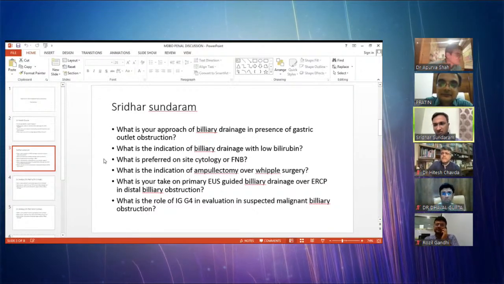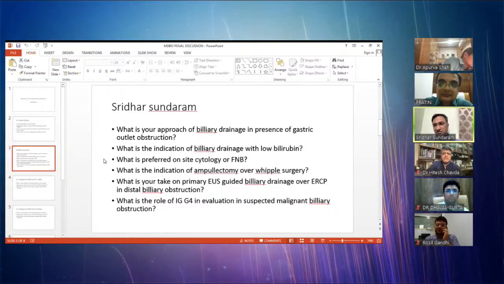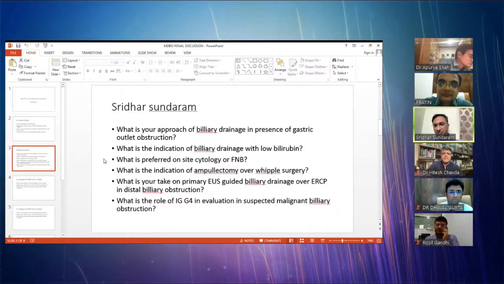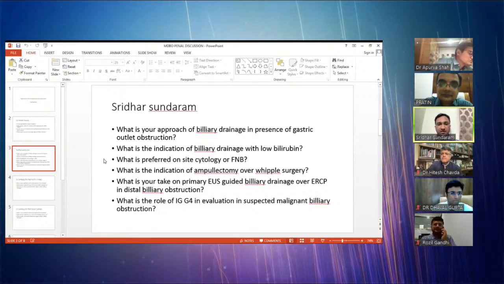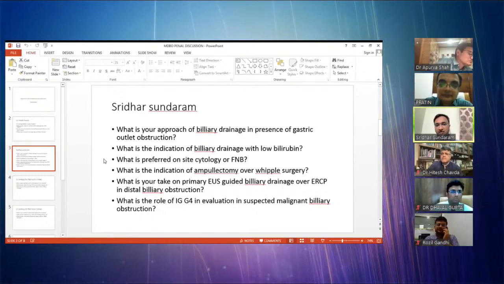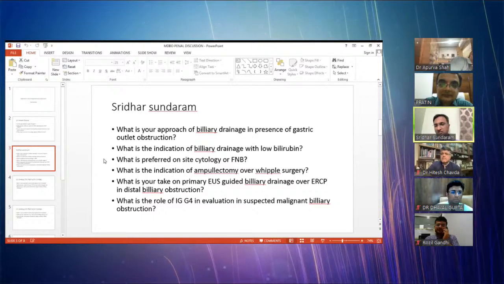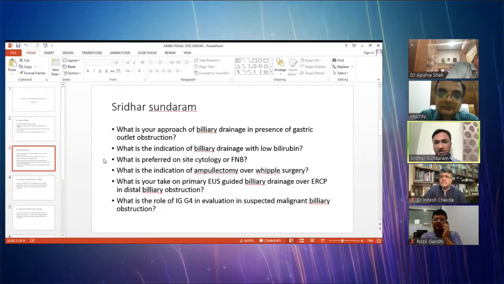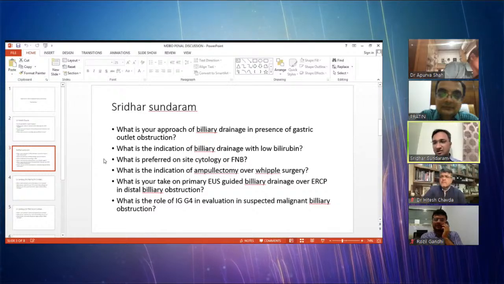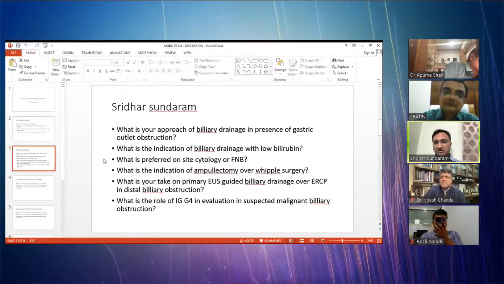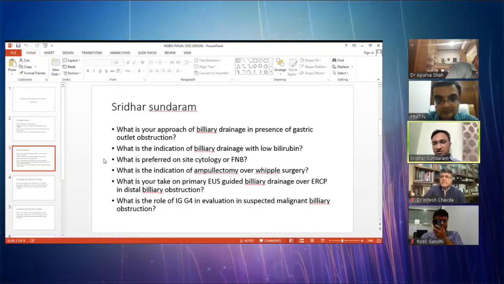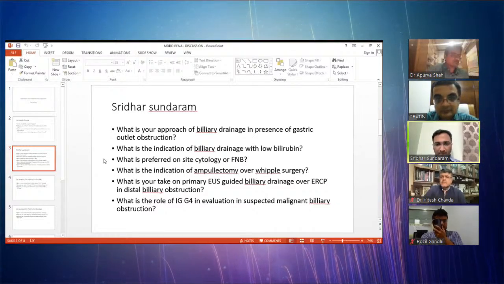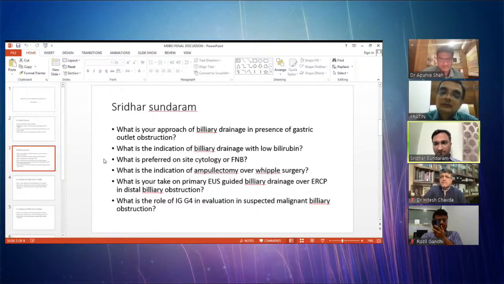What is the indication of biliary drainage, especially when bilirubin is low? I think Chawda sir already spoke about the different indications for preoperative biliary drainage. So those indications apply here. Even if the bilirubin is low, if the patient is planned for neoadjuvant therapy, or the surgery is going to be delayed by more than 4 weeks, you'll do that. And in situations where you're palliating, the disease is advanced, you might go ahead for biliary drainage. But otherwise, no real indication if the disease is operable and the patient is fit for surgery.